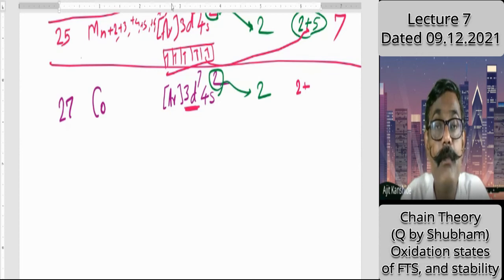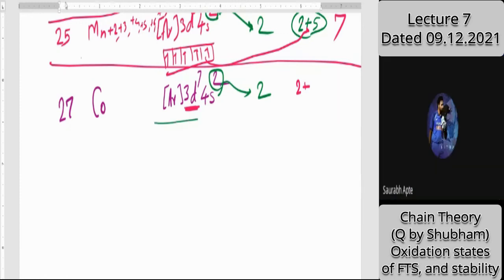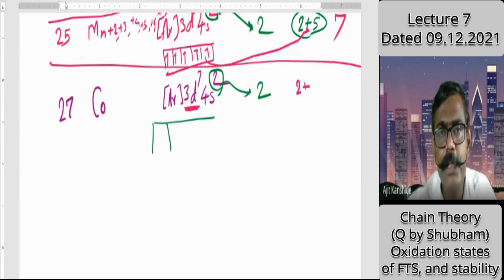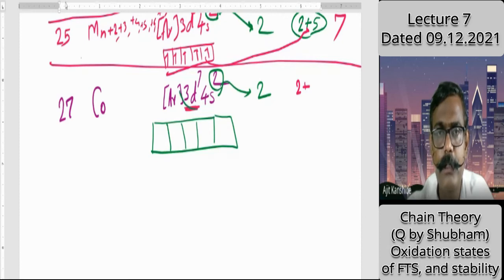Previously, what was happening? Which electrons were there in the d orbital? Those were unpaired. But now in this example, the case is different. Is my question clear? Repeat: in 3d7, how many unpaired electrons are there in this 3d7 configuration?